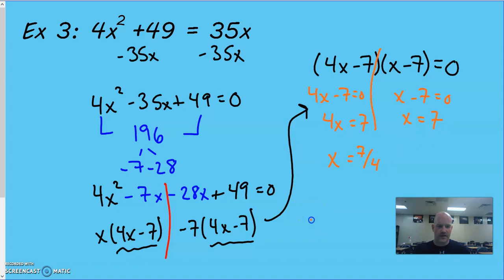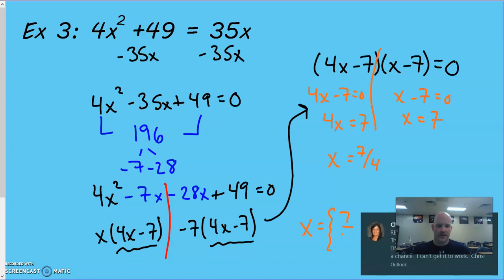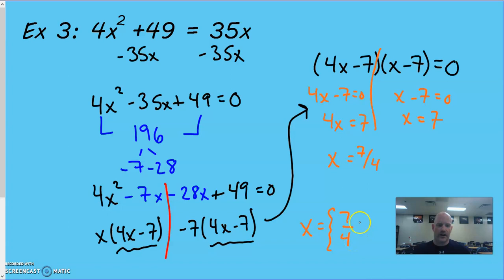So what is my solution set? It would be x equals, in squiggly brackets, 7/4 and 7 as well. So even if it takes you a hot minute to go through and figure out some of that stuff, sometimes it takes me a hot minute to figure that stuff out. Just use your calculator, try and be as efficient as you can, and if it takes you a minute, that's okay. So this is how we're using factoring to solve quadratics.